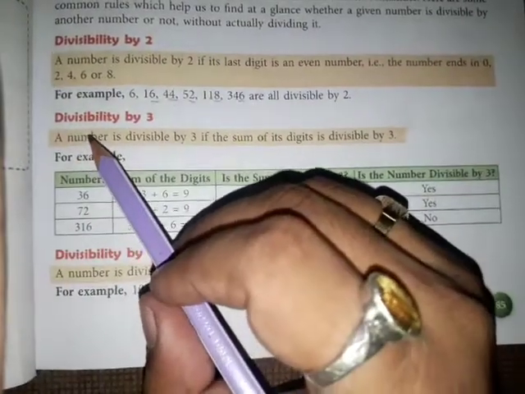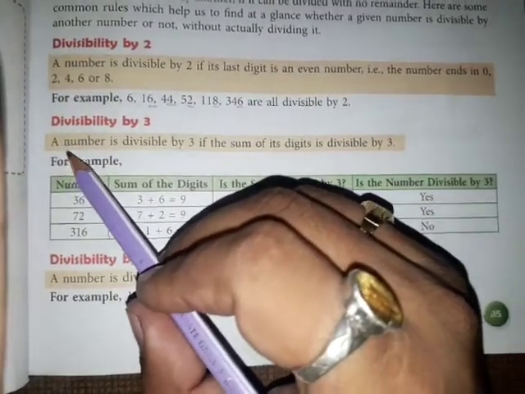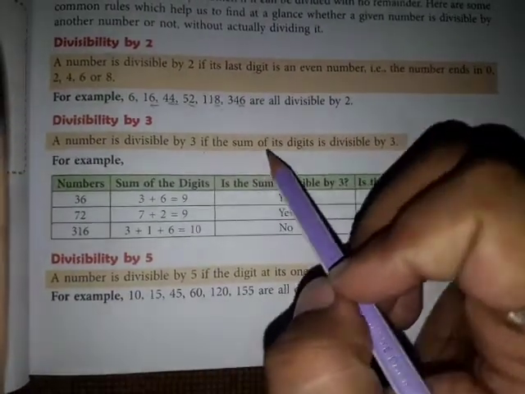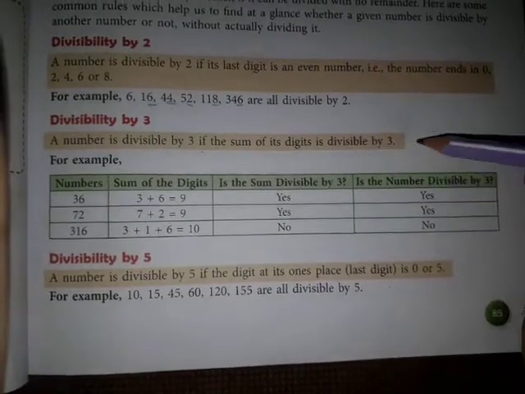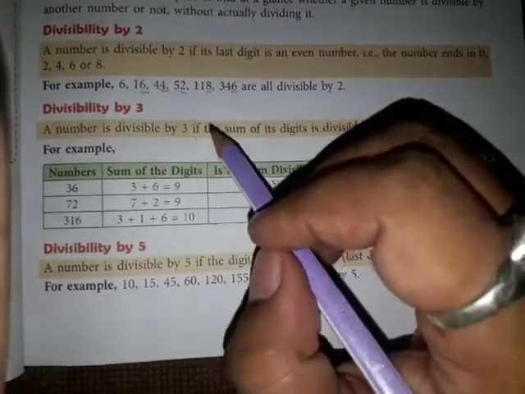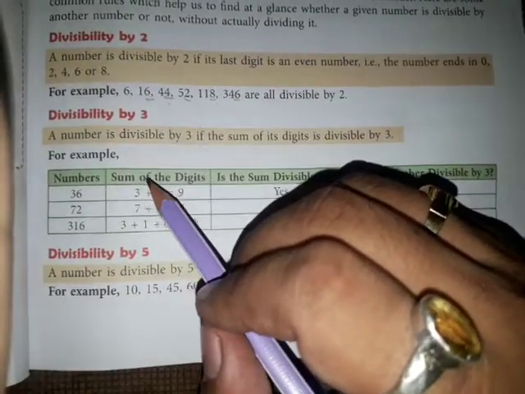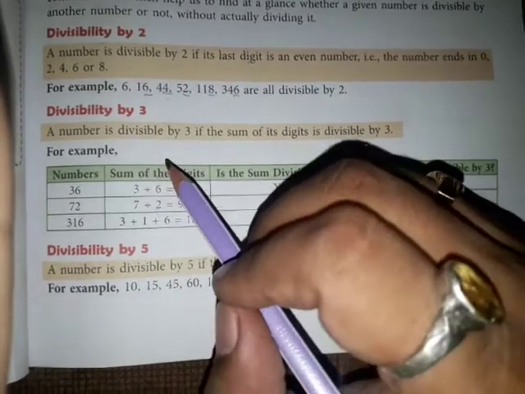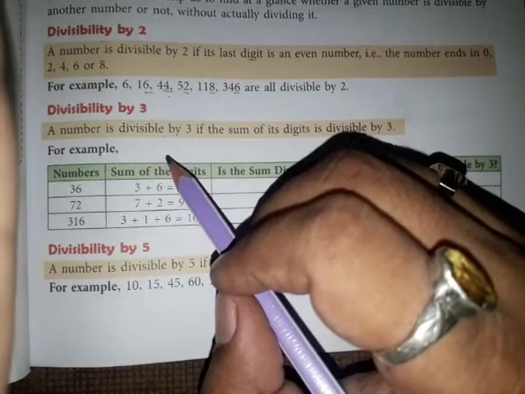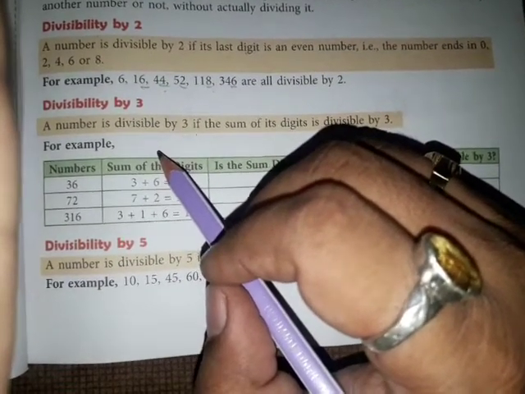The next rule is for divisibility by 3. What is the rule? A number is said to be divisible by 3 if the sum of its digits is divisible by 3. Sum of its digits means whatever the number is, we add up all the digits and then find out whether the sum is divisible by 3 or not. If it is clearly divisible by 3, then we can say that the number is divisible by 3.